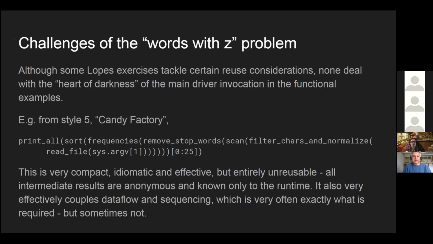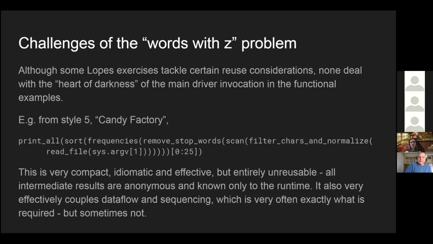So in the words with Z problem, Lopez's exercises explicitly exclude the requirement to deal with program addition at what you could call the heart of darkness of the program, the point where the overall design is assembled in a functional pipeline of the kind you see here. This is a forward functional pipeline, whereas in the snippet we saw earlier, this was expressed backwards. But regardless of which way round you write this pipeline, it represents a central point where composability fails.